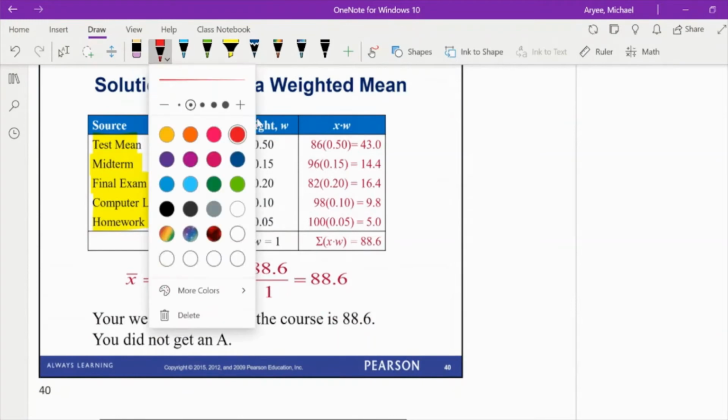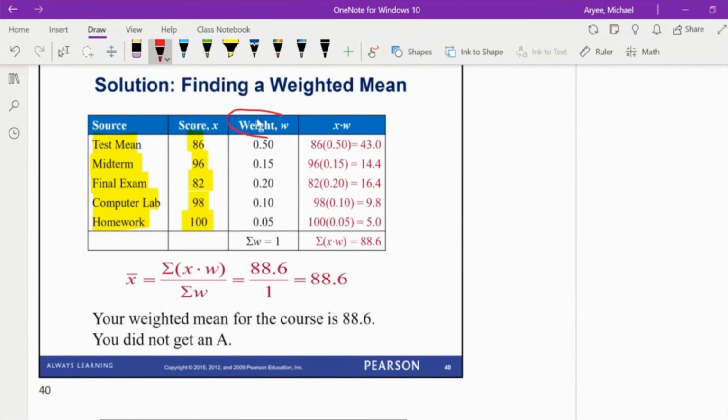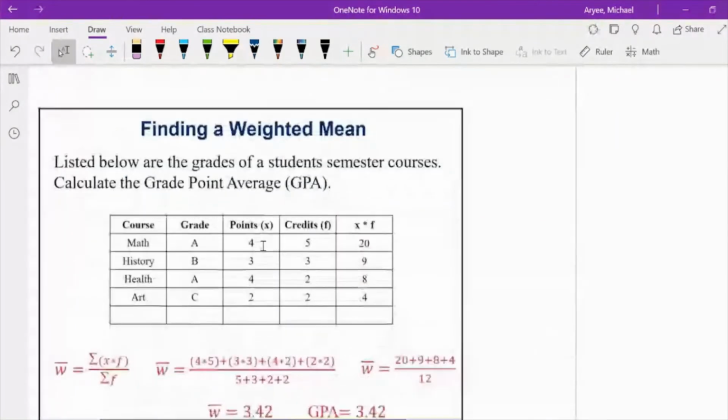All right, those are the weights for the class. Those are the weights. All right, and then this is the score. So you're going to multiply the score by the weight. You write it down, score by the weight. So this is the product. Okay, so what we do is we add all the products, we get this, we add all the weights, we get this, and then you get that. So that's the final score. So this is like a B plus. Okay, so that's how to calculate weighted means.